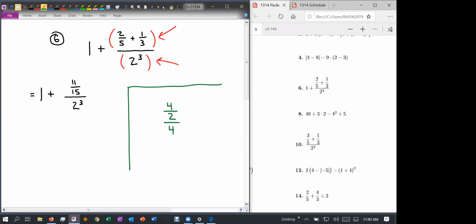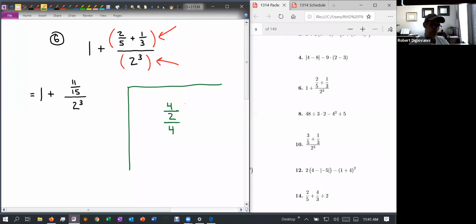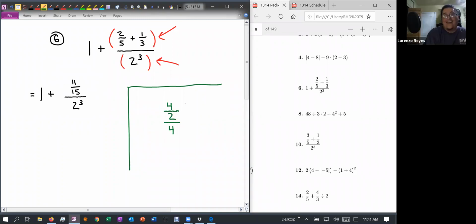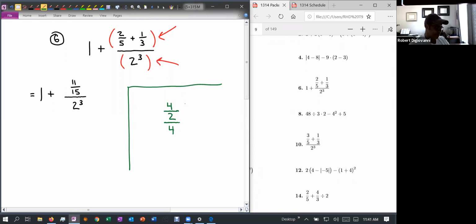4 over 2 divided by 4. 4 over 2. Okay, 4 over 2. So what would the answer here be? Confusing, right? Is this a little confusing looking? Yeah, so, okay, so let's do it one way.